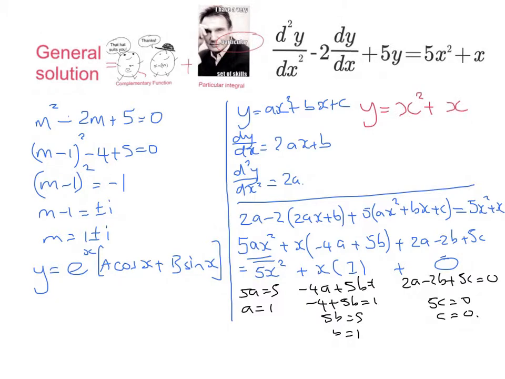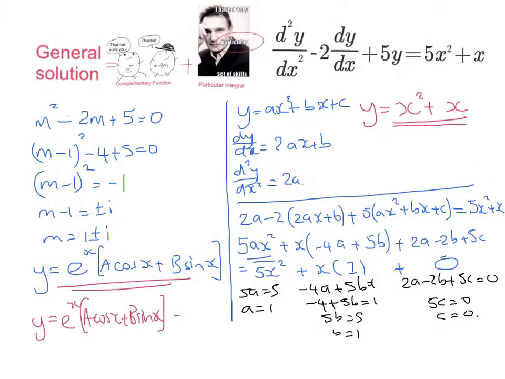And my general solution, here's my complementary function, here's my particular integral, and my general solution would be y equals e to the x, a cos x plus b sin x, plus x squared plus x.